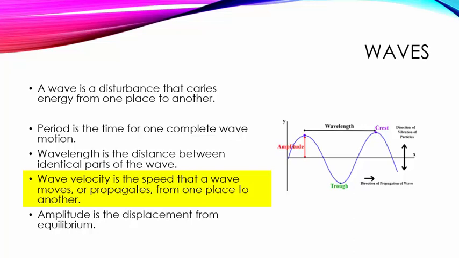Wave velocity is the speed that the wave moves from one place to another, and we call that propagation. You'll hear that over and over again. And the amplitude is similar to amplitude in simple harmonic motion. It's the distance the wave is away from the equilibrium position. And you can think of the equilibrium position as an axis right down the middle, where if there was no wave, nice flat line, that's equilibrium.